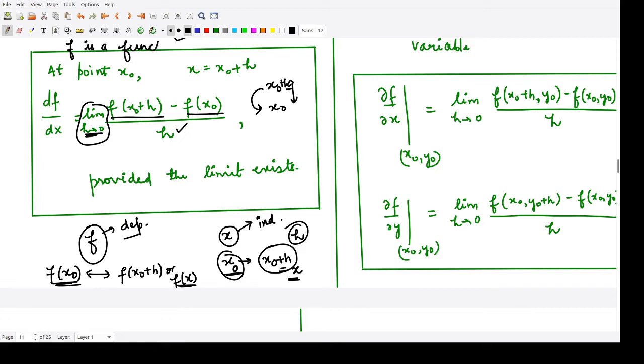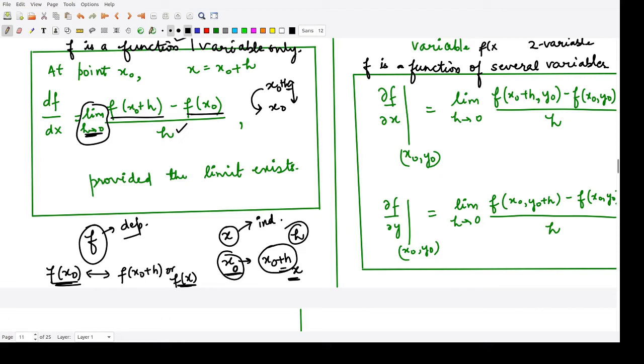of one variable only, whereas in partial derivatives the function f is a function of more than one variable, or several variables. You could have 2 variables, 3 variables, 4 variables, n variables, as many as you would like to have. So here suppose I am taking the 2 variable case. In that case, this f is a function of x and y.